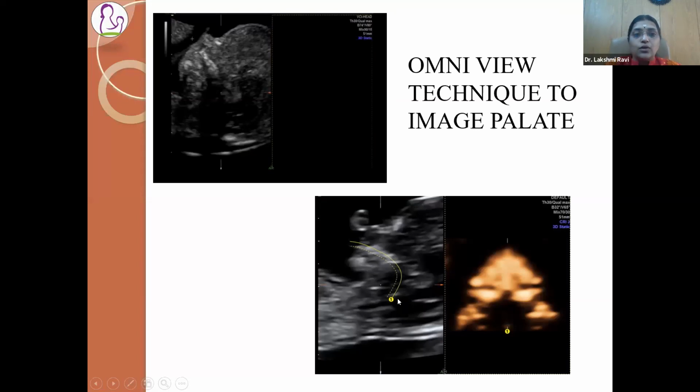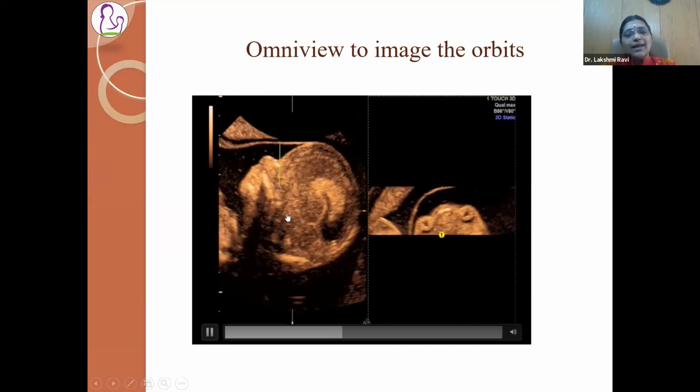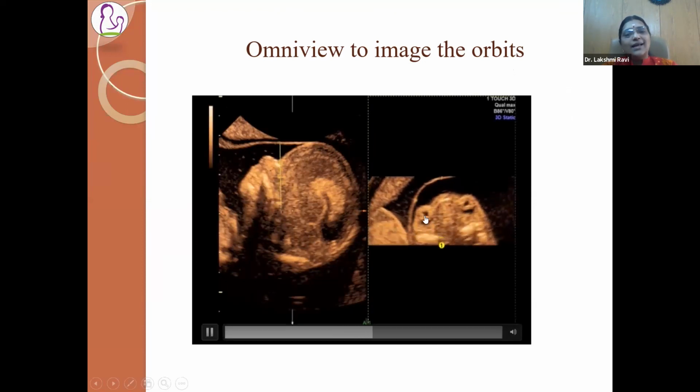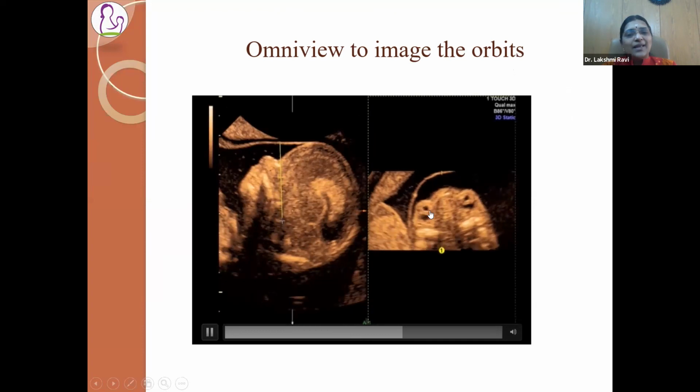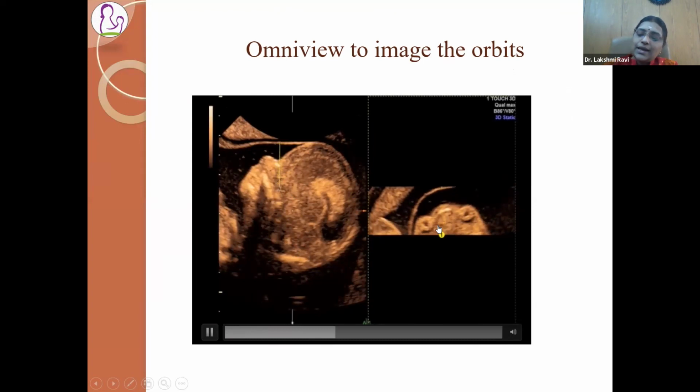This OmniView line not only is used for evaluating the palate, you can also use the same OmniView line. And look, though I have a sagittal section of the face, when I draw a line like this, see how nicely I can evaluate the orbit, the lenses. You can see the presence of hypo or hypotelorism. You've got another plane from the sagittal section. So from the sagittal section, nicely you can use the OmniView line and show the orbits like this.